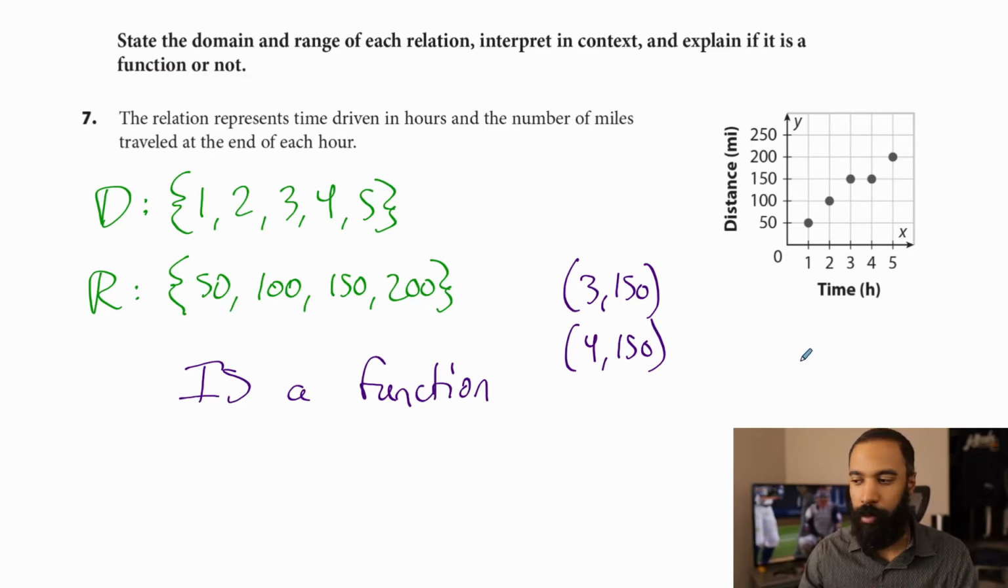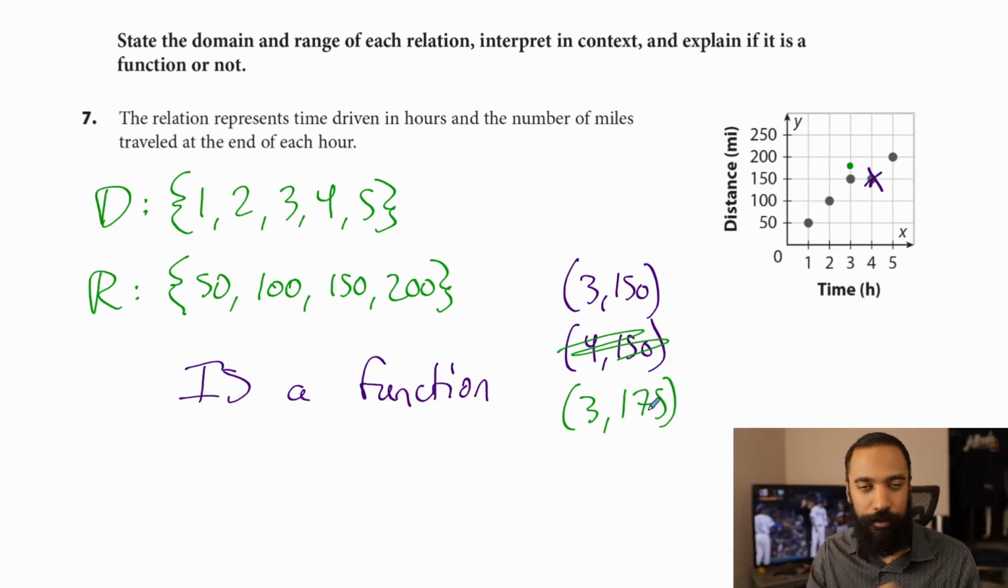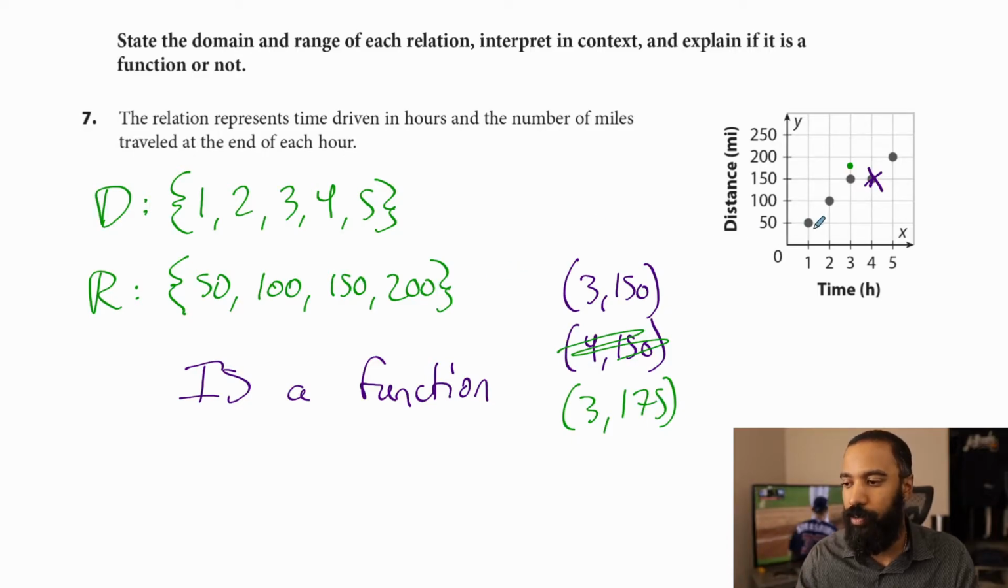Here's something that would not function properly. Let's ignore this 4 just for a moment. Pretend like that point instead was right here. There was a fourth point that was right here at (3, 175). Now, is this a function? Well, it's not, because you have two y's for the same x. Now, I want you to think about the context of the situation and see if it makes sense. Again, assuming this is one individual car that's traveling, your car is 50 miles in after an hour, 100 after 2 hours, 150 after 3 hours, and 175 after 3 hours.